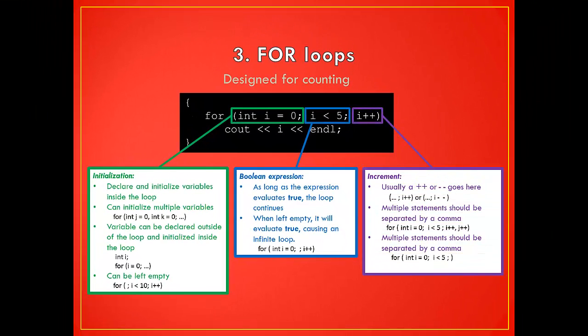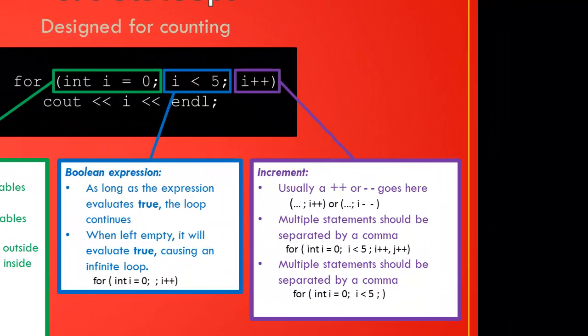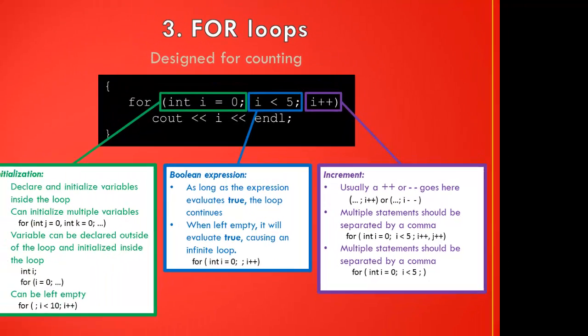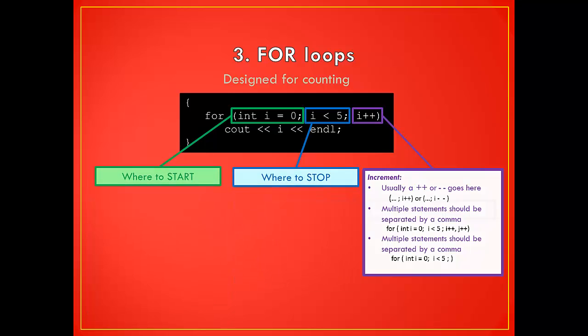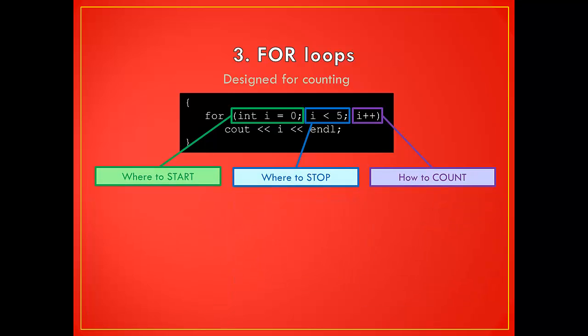The last thing in the parentheses is the increment operation. Usually, a variable is incremented or decremented here. You can operate on multiple variables, or the section can be left empty. To remember these fields, just keep in mind you need a place to start, a place to stop, and you need to know how much to count by.